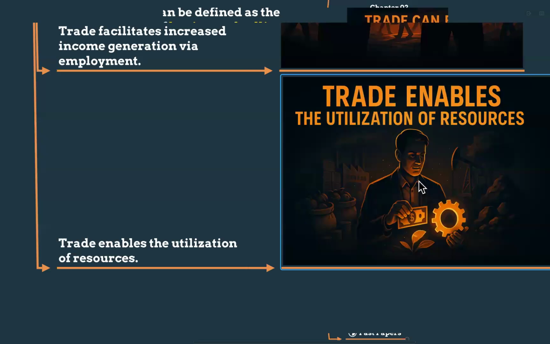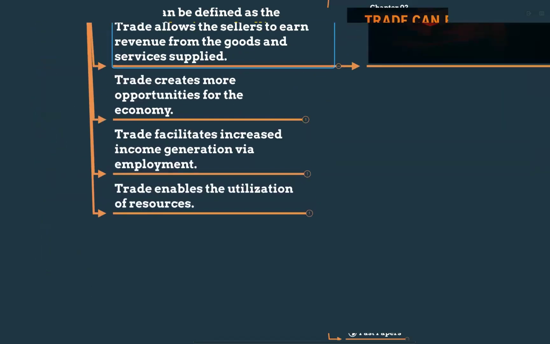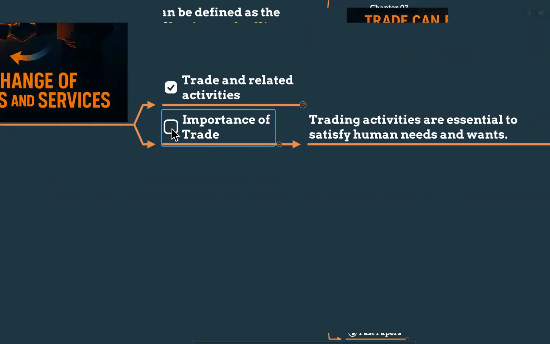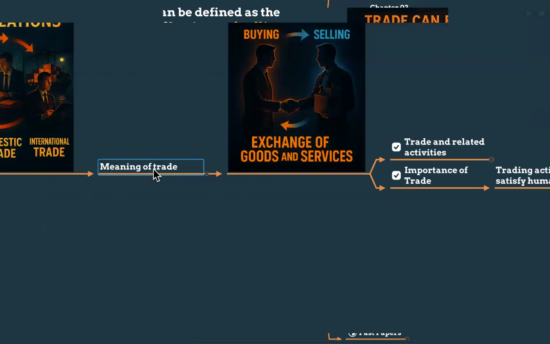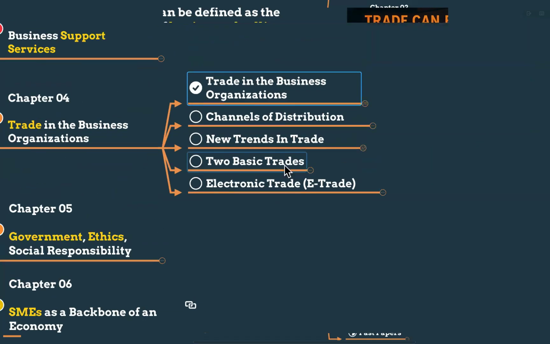We have land, labor, materials all get used very productively for the production of goods and services. If we do trade only, sometimes there might be abundant land in Hambantota area. It became very valuable when the port was built for international trade. So trade enables the utilization of resources. So these are the importance of trade. This is essential to satisfy human wants and needs. So that's what you have to know in the first part, trade in the business organization.